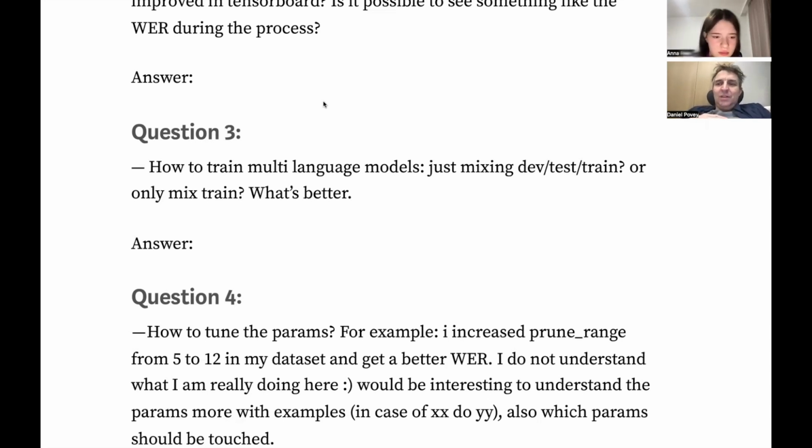Well, typically the reason people don't include dev and test data in their language model training is because it'll give you unrealistically good results on your test set. If your test set is included in language model training data, it's not really going to reflect how really new or unseen data would behave. So that's why people don't do that.